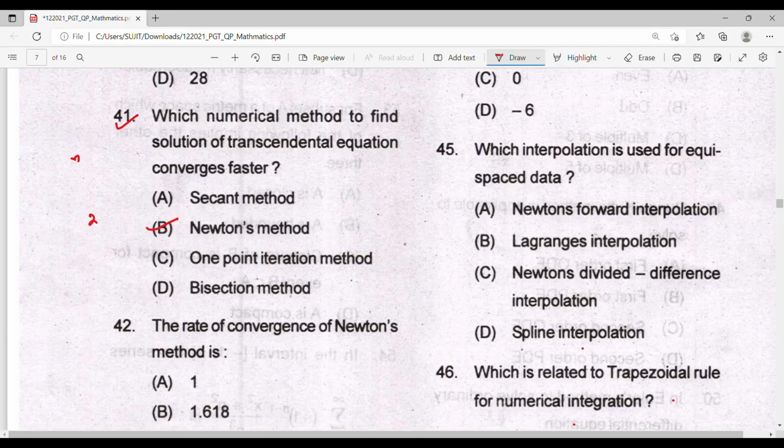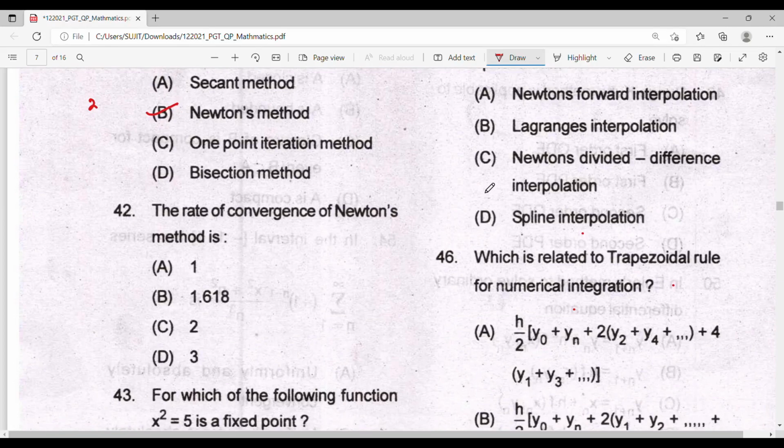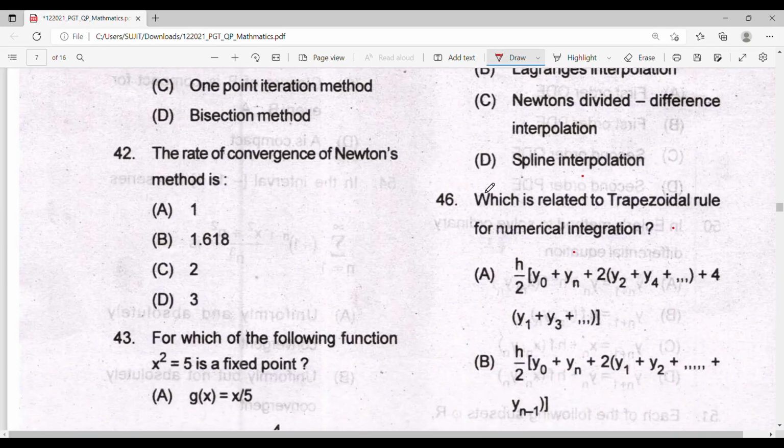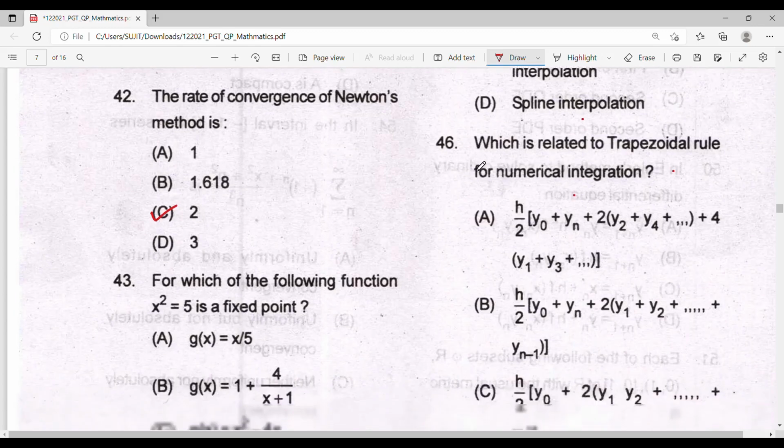Now come to question number 42. Here the question asks how much is the rate of convergence of Newton's method? The rate of convergence of Newton's method is 2. This is a well-known formula. Now come to question number 43.